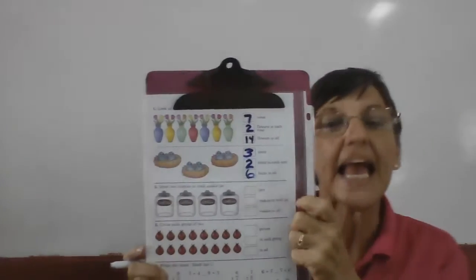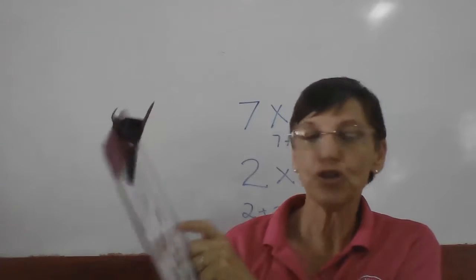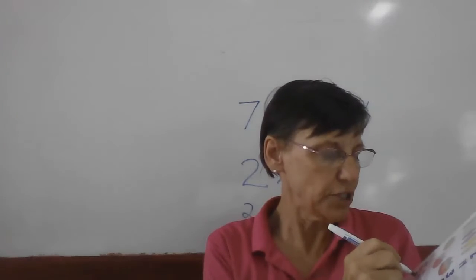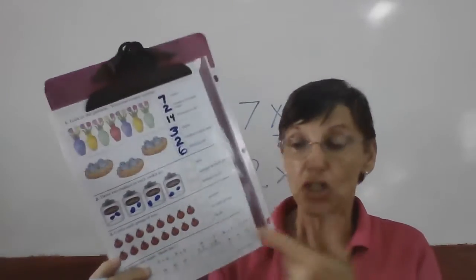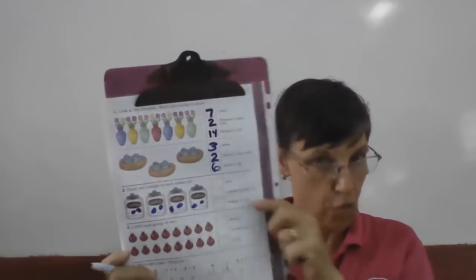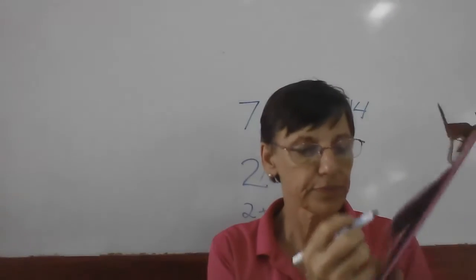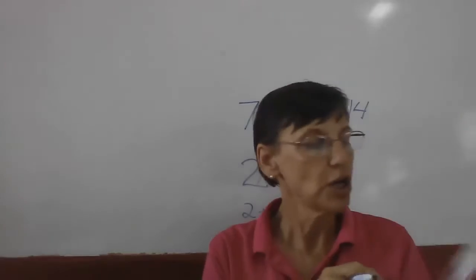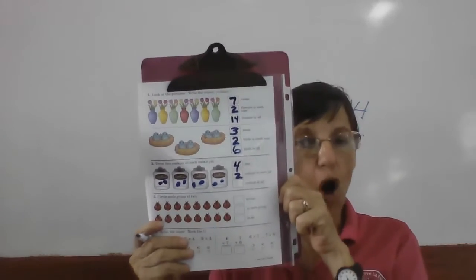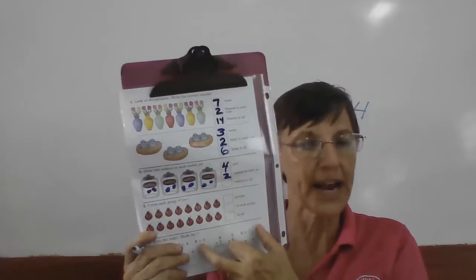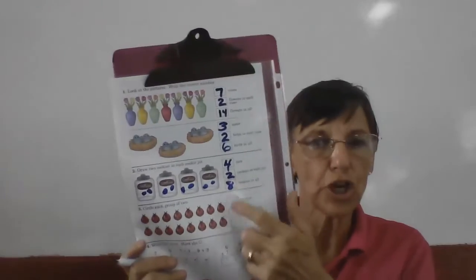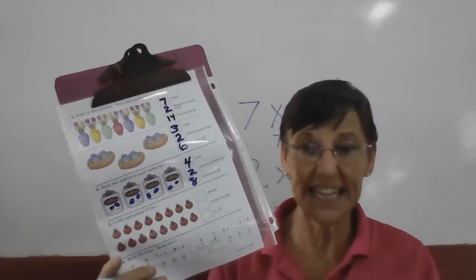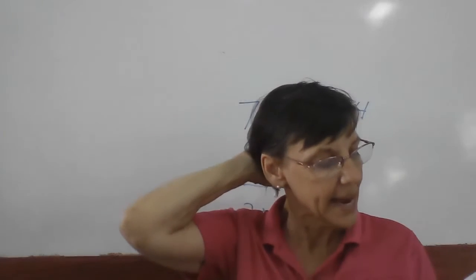Okay, now we have cookies. It says put 2 cookies in each jar. 1, 2, 1, 2, 1, 2, 1, 2. Okay, I have 2 cookies in each jar. So, how many jars do we have? 4 jars, that's right. How many cookies in each jar? 2. So, how many cookies do we have all together? What is 4 plus 4? 8, right? Or we can count 2, 4, 6, 8. Same thing, right? Cool.